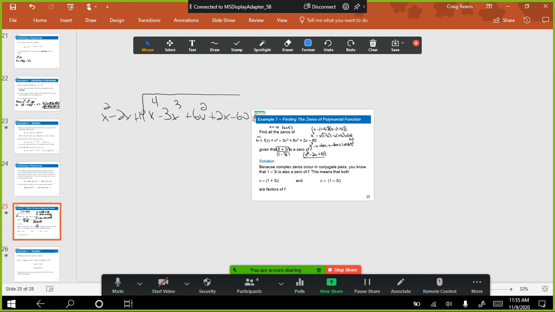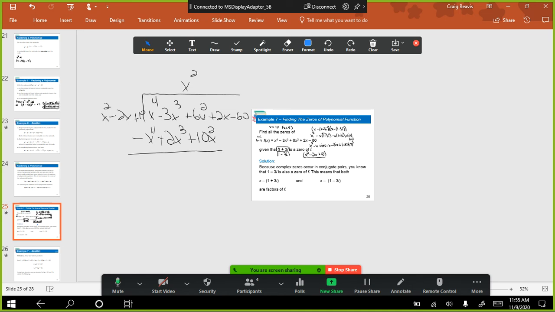All right, this first term, x squared times what would give me x to the fourth? That would be x squared. Then I take and distribute through. That's going to be x to the fourth. x squared times negative 2x is negative 2x cubed. And then x squared times 10 would be positive 10x squared.